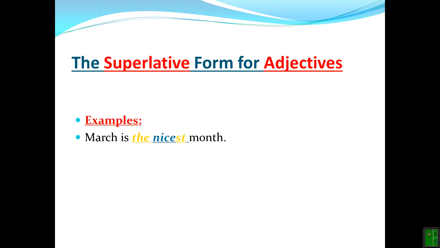Example number 1, March is the nicest month. Here I compare between March and the other months of the year. The adjective here is the word nice. When I put the adjective nice in the superlative form, I add the article the before the adjective nice, then we add st. Only st here. Why only st? Because the adjective nice ends in the letter E. So the example again, March is the nicest month.